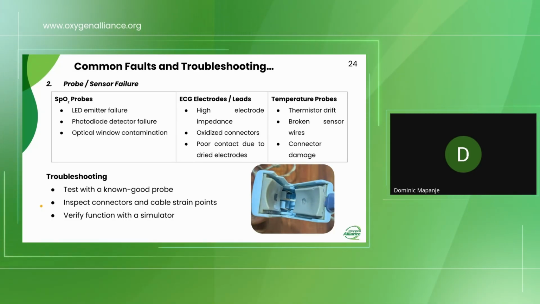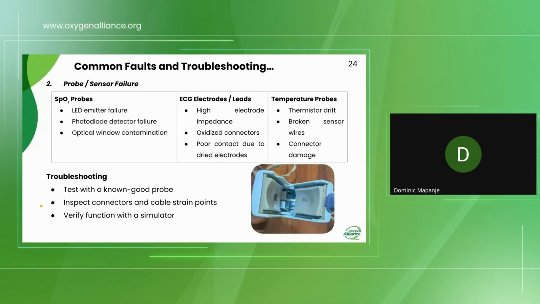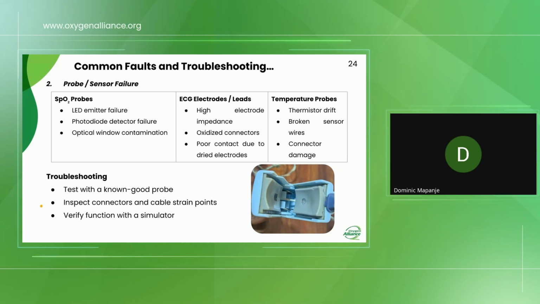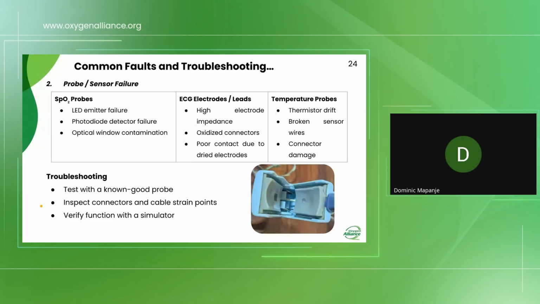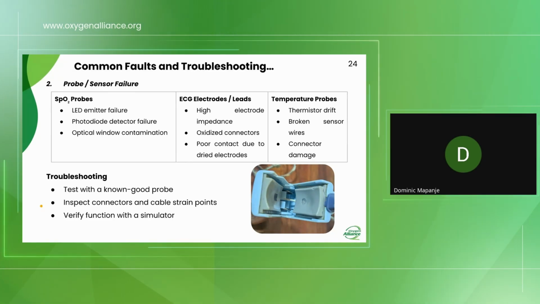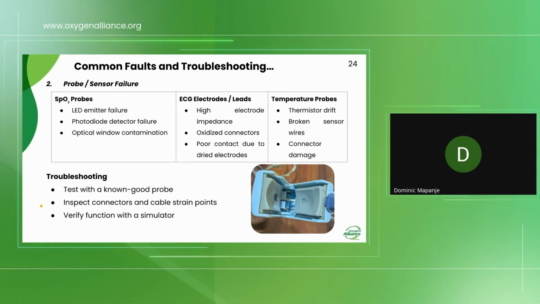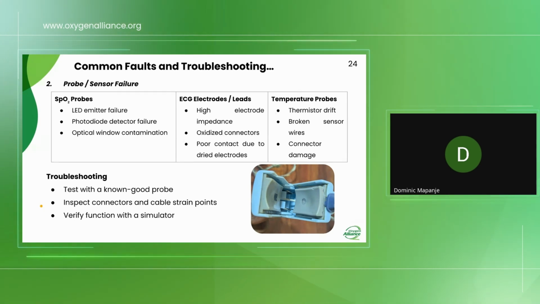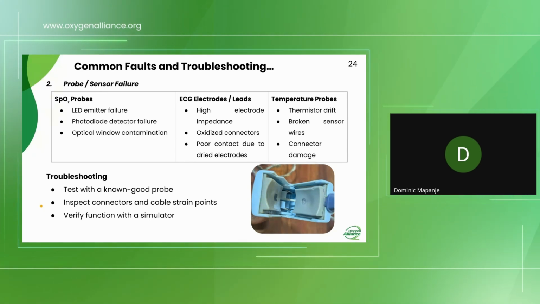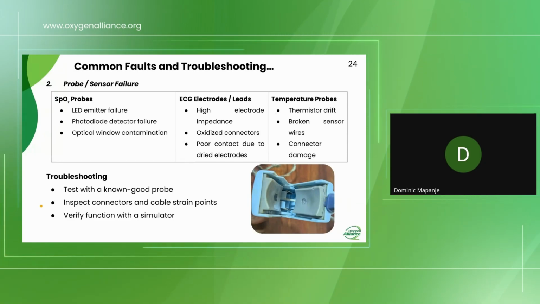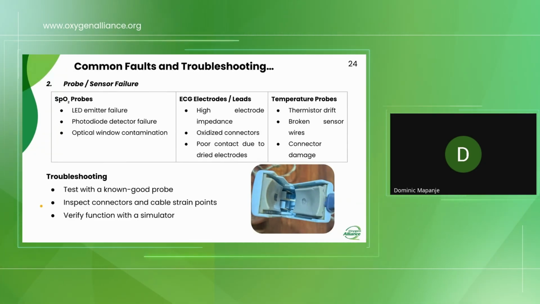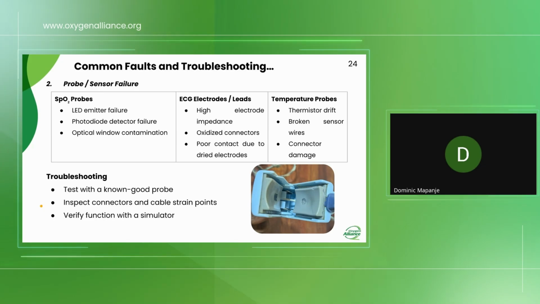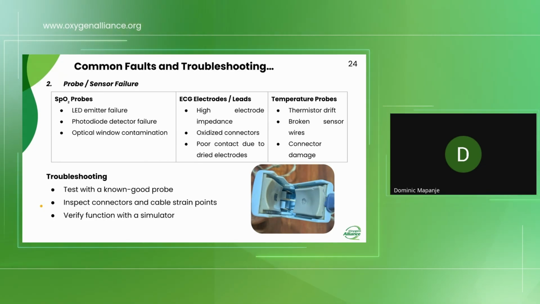So we can use a photodetector that actually detects the light that is being emitted. It can be that the optical window, that means the sensors, are actually contaminated. And for ECG electrodes, you can see high electrode impedance. So that's the resistance between the patient's skin and the ECG electrode. So for ECG acquisition, this impedance must be low and stable, so the small cardiac electrical signals can be detected properly.